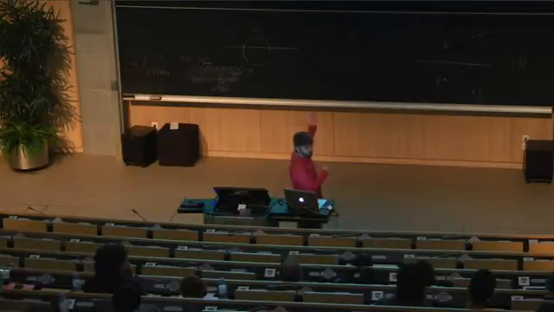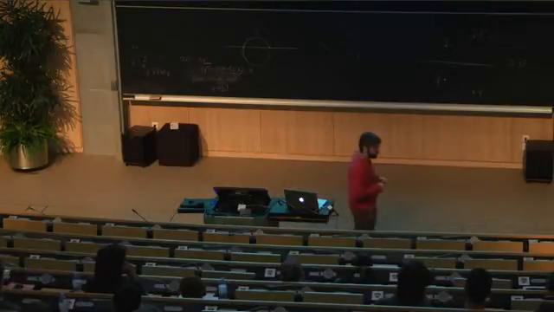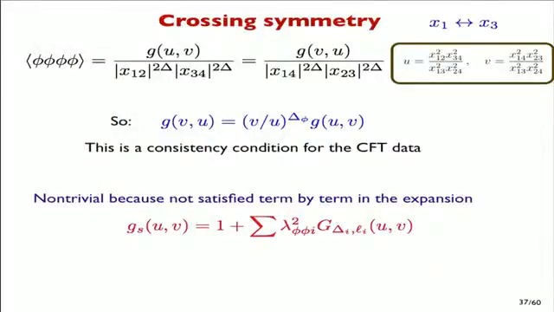But here I'm just applying it in the S channel. Now suppose that I were to apply it also in the T channel and require that the two things agree. In the case of 4 identical scalars, this is very easy. It's very easy to write down the equation that you get, because in this case the S channel and the T channel are related by crossing symmetry. To go from the S channel to the T channel, you just replace point x1 with the point x3. And you do nothing else.